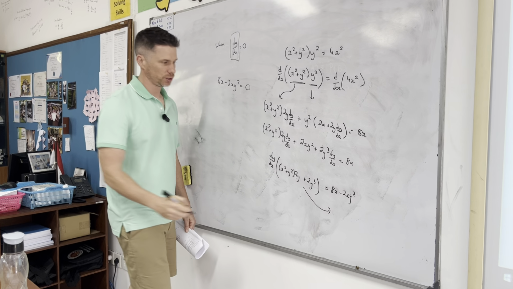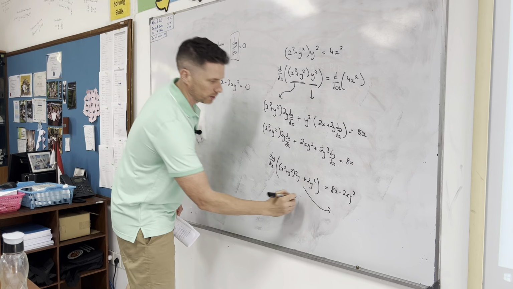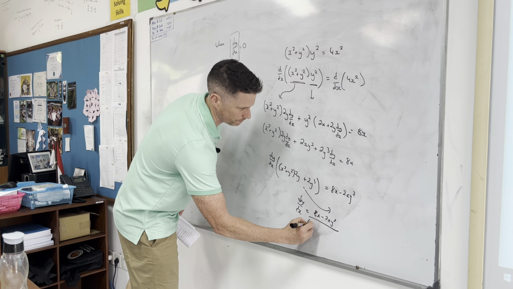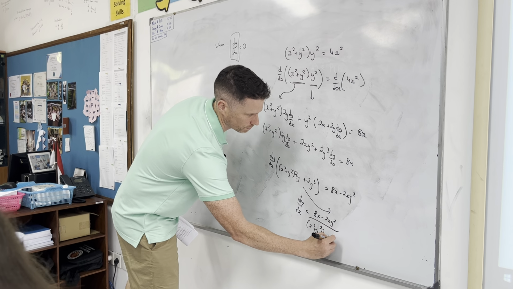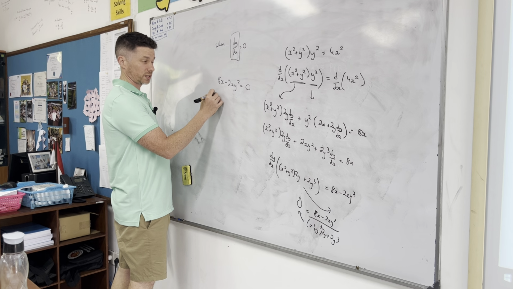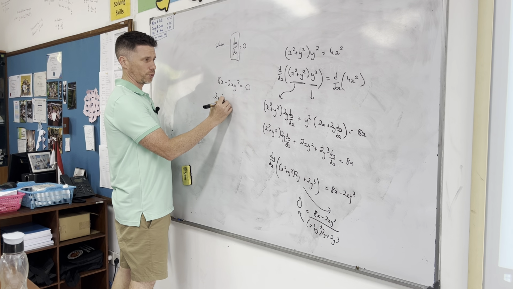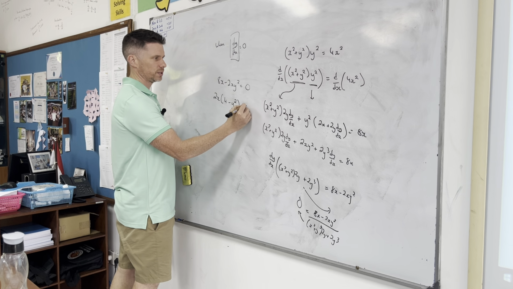Maybe I'll write it, it might be easier. dy dx equals 8x minus 2xy squared, all divided by this. And when dy dx equals 0, this multiplies and goes to 0. Okay, need to solve this then, don't I? Solve it by factorizing out 2x, which leaves behind 4 minus y squared equals 0.